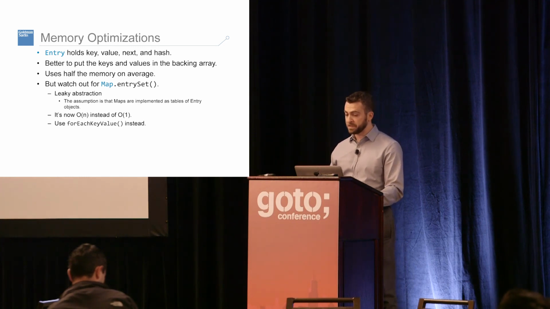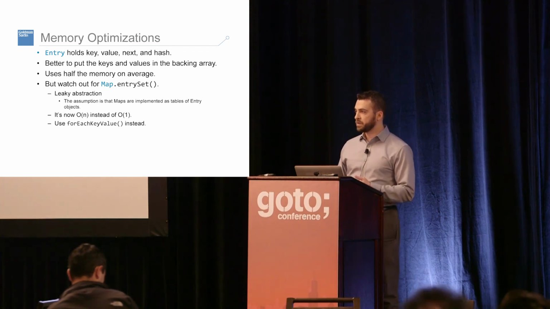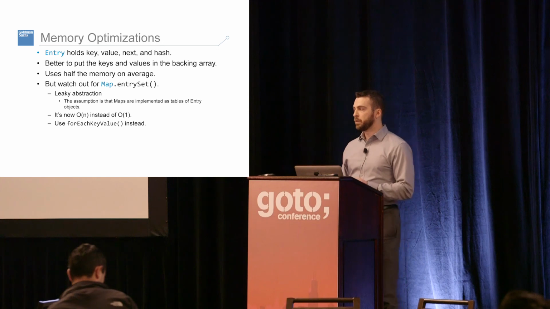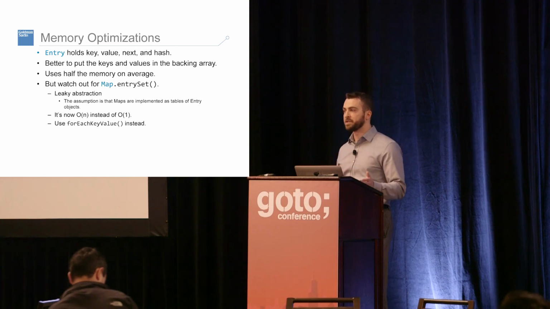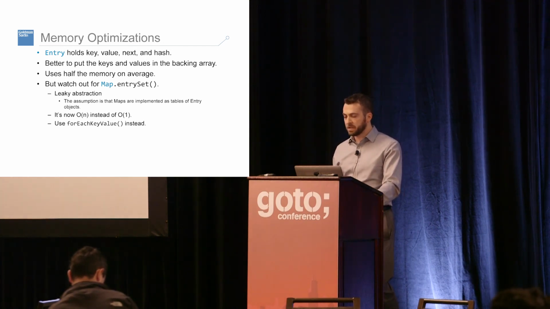In terms of memory, at least, it's much better to do away with entries completely, and that's what we've done in Unified Map. We just have a double size array where we alternate key values in that array directly. When there are two collisions or more in a bucket, we replace the key with a sentinel indicating that there's collisions, and the value with an array, which is similar. It has key values alternating. This strategy uses half the memory on average.